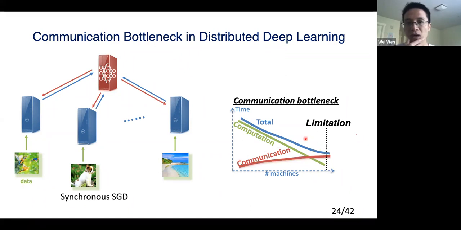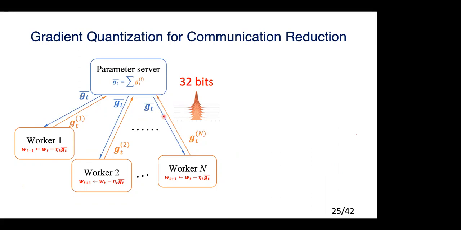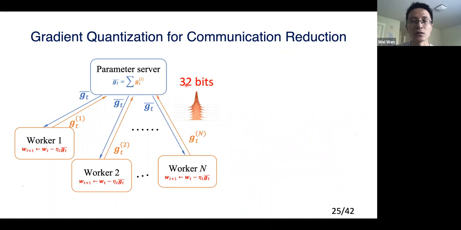So this research is trying to reduce the communication time such that the total time can decrease and we can get better scalability, to make the distributed training faster. If we organize the communication pattern a little bit, then we only need to send the gradients over the network. And the gradients are usually in floating precision, so that's 32 bits per gradient.